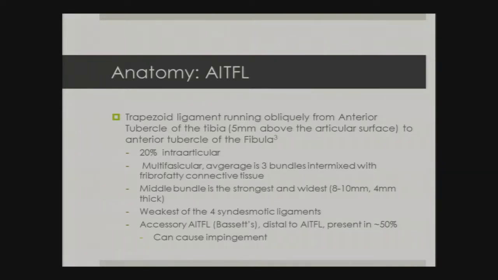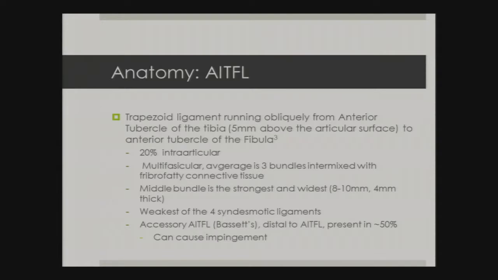It's multifascicular, and there's an average of 3 bundles in the cadaveric studies that I looked at. The middle bundle is considered the strongest and the most clinically relevant. It's the widest and also the thickest of the 3 bundles. In a couple of the studies that I looked at, it was considered the weakest of the 4 syndesmotic ligaments, and tended to be injured the most and fail the earliest with an external rotation stress to the syndesmosis.